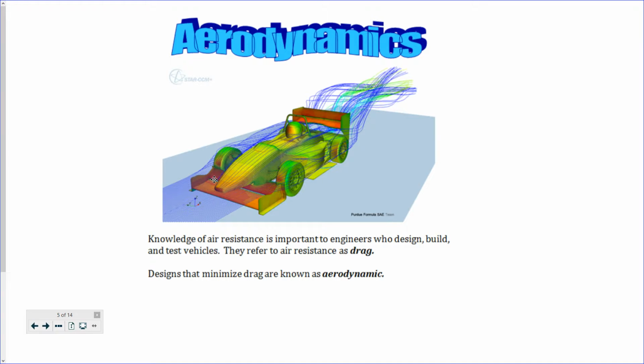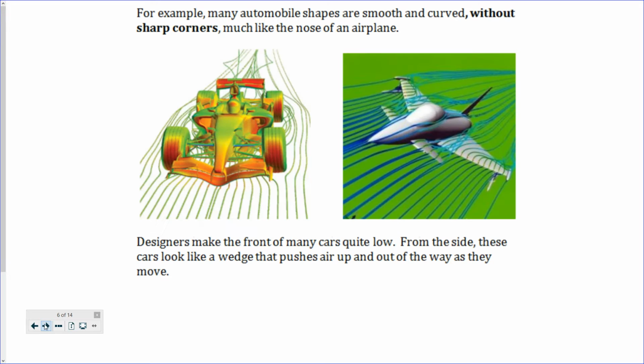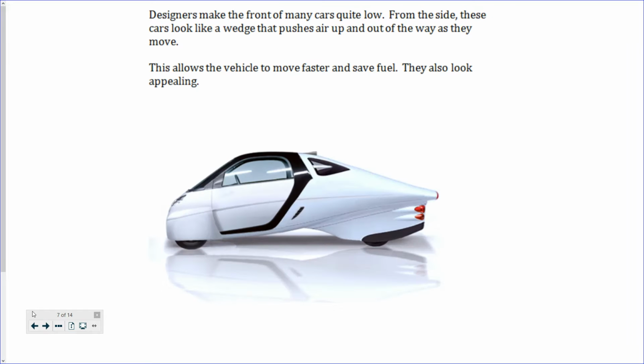Maybe we could cut into it and make our vehicle go faster. So designs that minimize drag are called aerodynamic. This vehicle right here is aerodynamic because it can cut through the wind and minimize the drag, or the air resistance. Sometimes automobiles are smooth, curved, without sharp corners, and if you look at a plane, that nose cuts through and is all aerodynamic. Designers make the front of the car as low as possible, and from the side, these cars may look like a wedge that pushes the air up and out of the way.